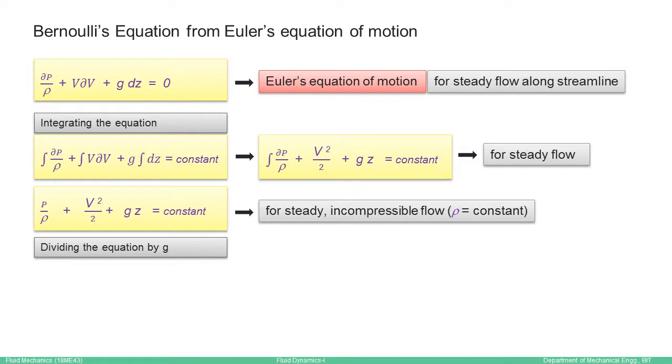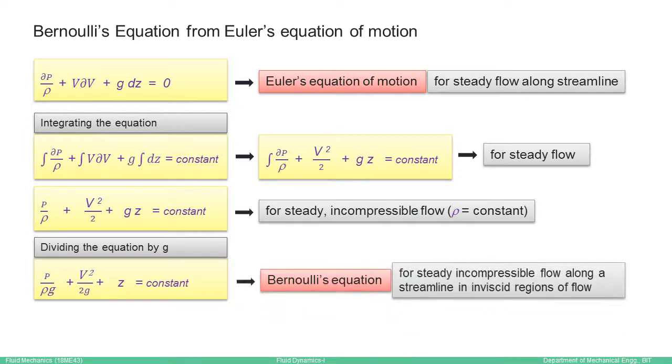And now dividing this equation by g, we get p by rho g plus v square by 2g plus z is equal to constant. Remember this equation, this will be used throughout this fluid dynamics, and also later in the chapters related to flow losses. We'll be elaborating this in the next few slides.